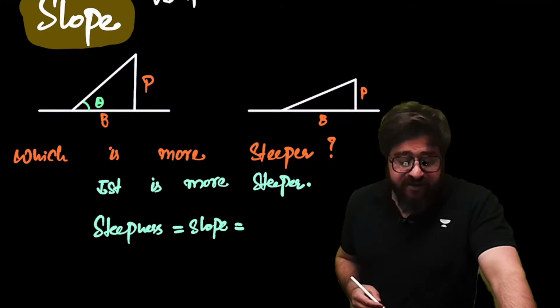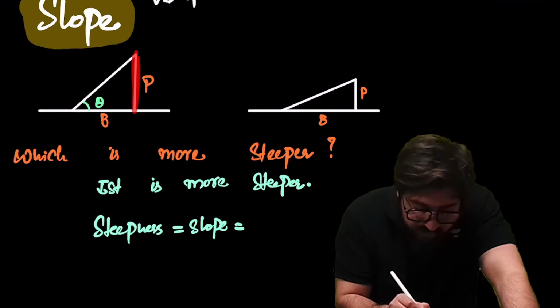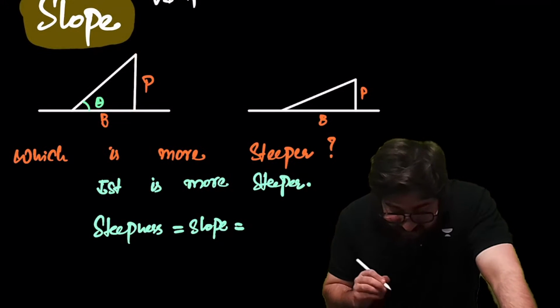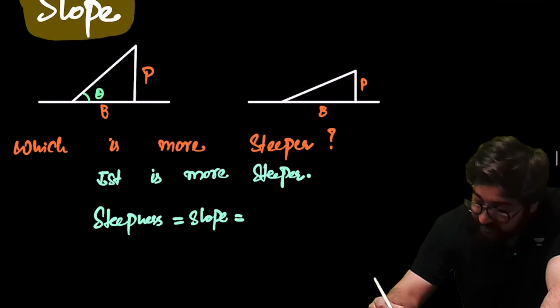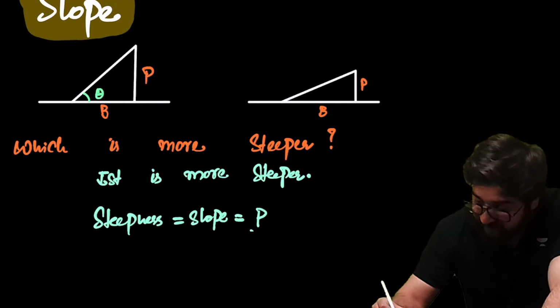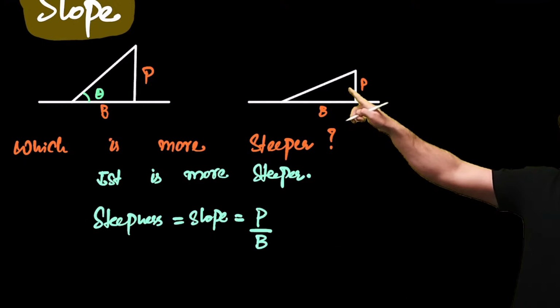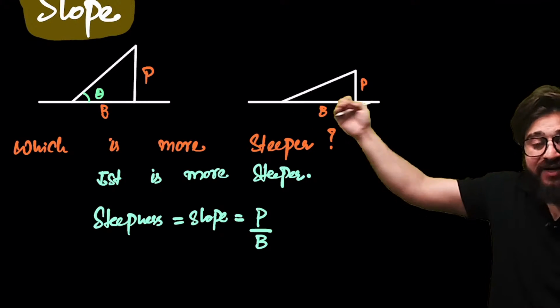Now, we say, sir, in this case, the one which has more steepness has more perpendicular and less base. So we can write it something like this, sir. The slope is directly proportional to the perpendicular and inversely proportional to the base. In this case, you see, sir, perpendicular is less, so slope is less. Base is more, so slope is less.